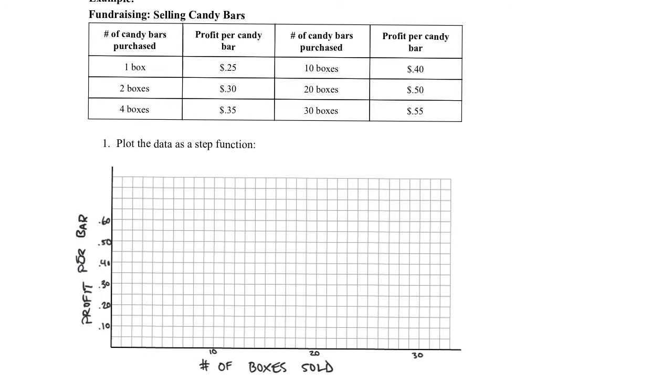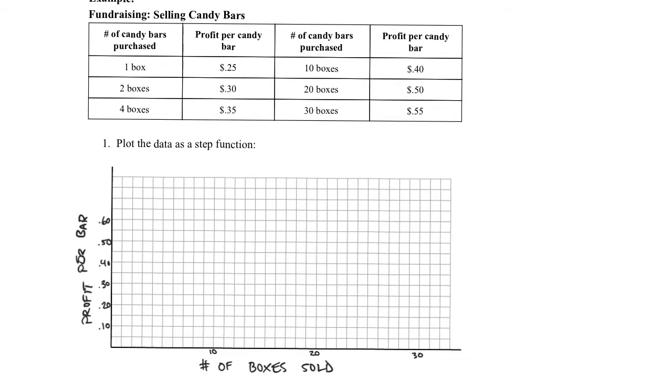Okay, so I found that on my scales, I was able to go up by ones on the x-axis. I labeled 10, 20, and 30. And then on the y-axis, I was going up by 0.05, going up by nickels. So it's like 0.05, 0.10, 0.15, 0.20, 0.25, so on and so forth.